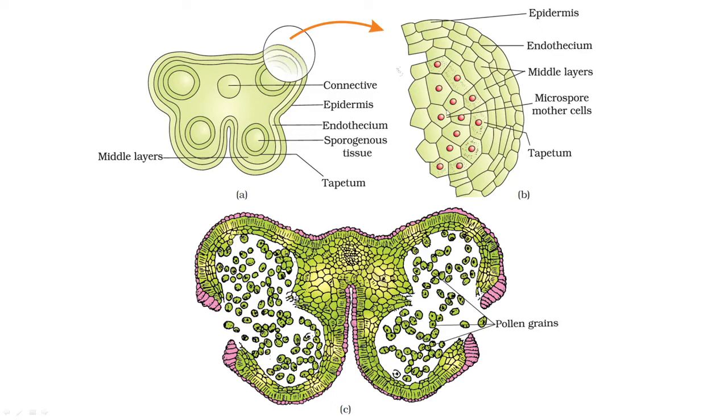Later on, they all become pollen grains, and the pollen grains will burst out. Pollen grains are released through dehiscence of the pollen sac. Pollen sac dehiscence involves the epidermis, endothecium and middle layer cells.